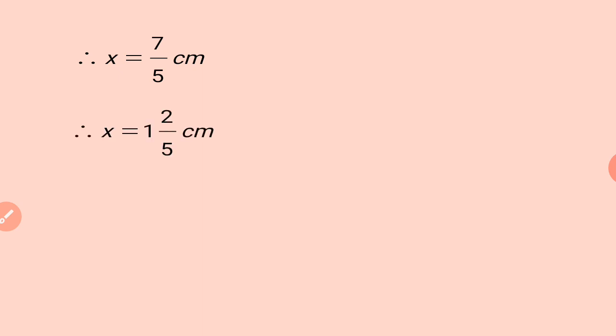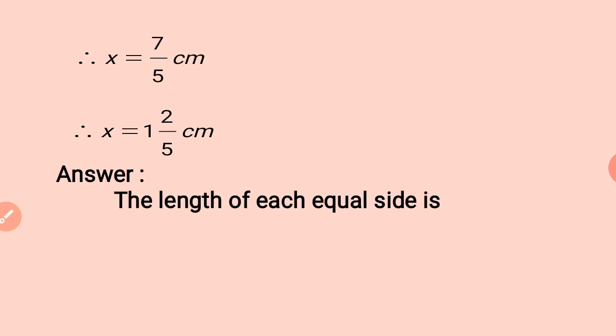We have converted it into a mixed fraction, but it is not at all compulsory to do it. If you want, you do it, or otherwise you can write it as 7 by 5 also. This is how we have got the length of the equal sides.